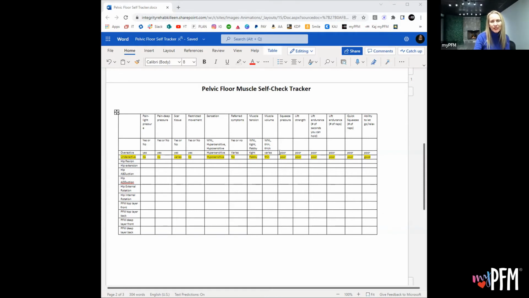Squeeze pressure is not likely to be good. Lift strength, not likely to be good. Endurance, not likely to be good. Lift repetitions, not likely to be able to do very many. Quick squeezes, not good. And then the ability to relax, though, is good. So that now gives you some general characteristics of underactive pelvic floor muscles.